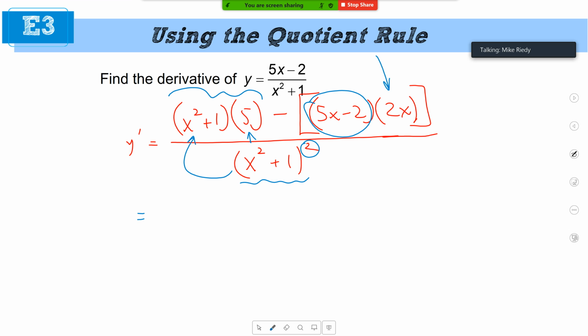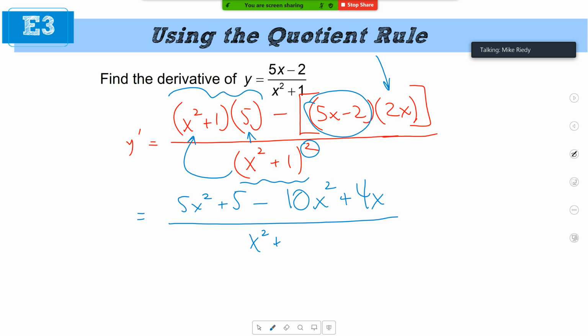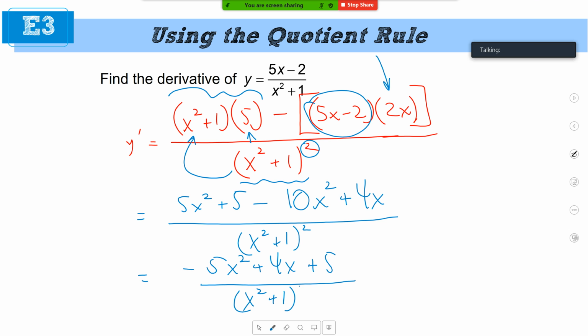Then hilarity ensues. 5x squared plus 5 minus 10x squared plus 4x all over x squared plus 1 quantity squared. And you're going to want to multiply out that denominator sometime. Don't. Leave it alone. Negative 5x squared plus 4x plus 5 all over x squared plus 1 quantity squared. Done.